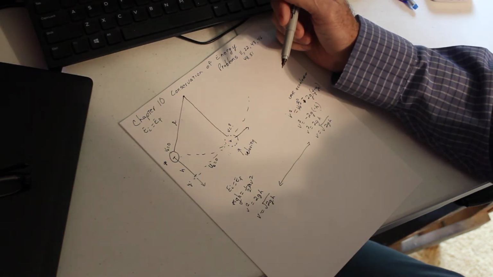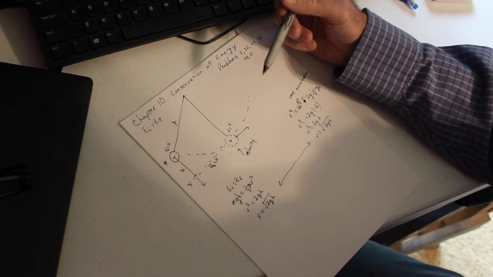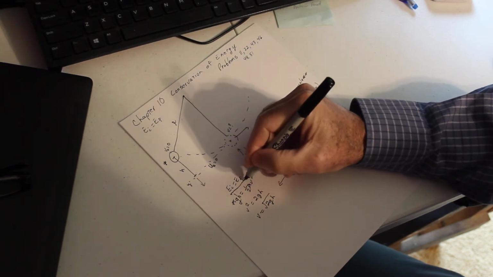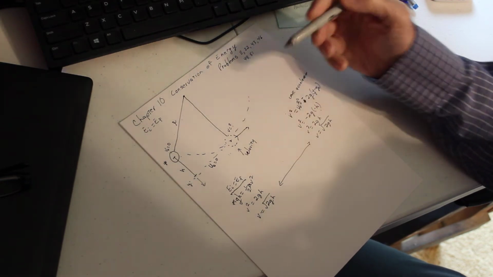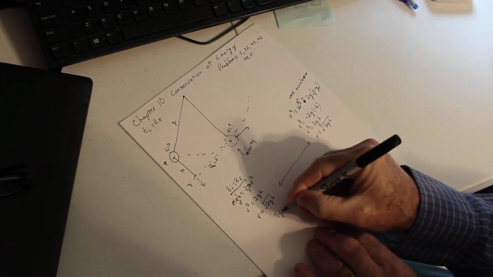All right. So when we do these problems, you're going to start them all the same way. You're always going to start with energy initial equals energy final. You're going to plug in the energies. What are the types of energies that we could have?